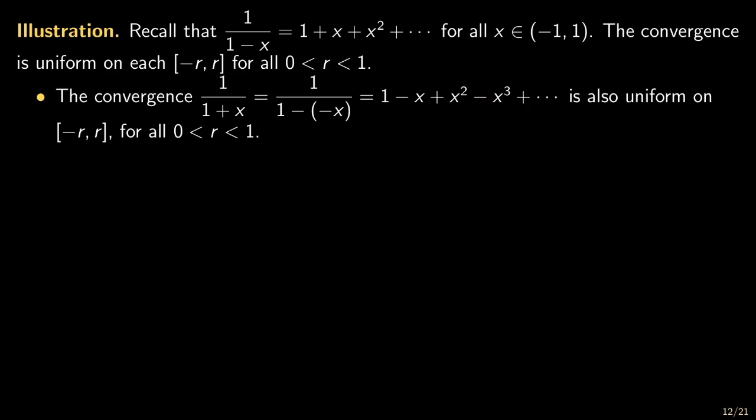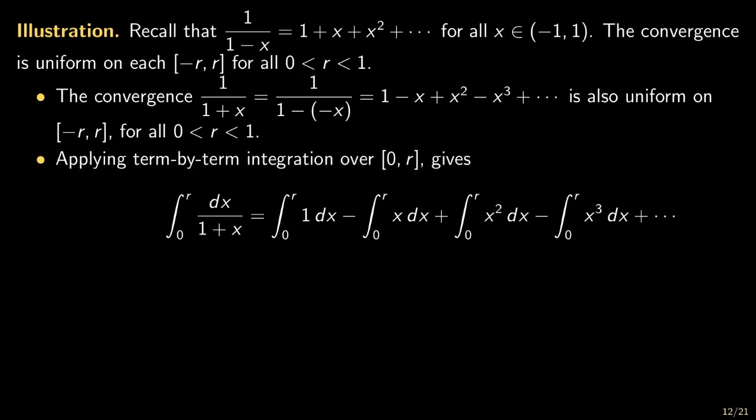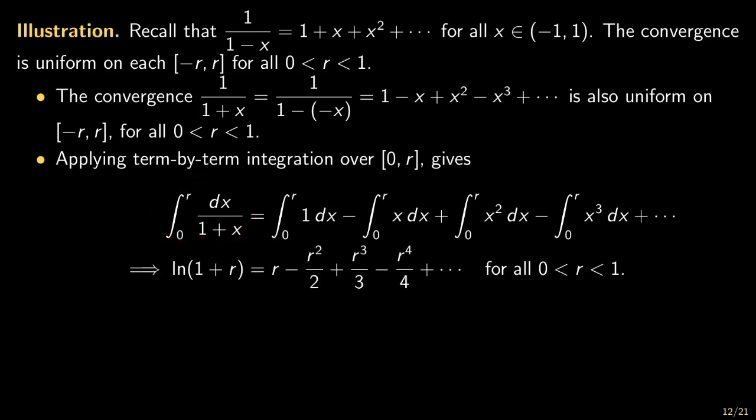Also, it can now be guaranteed that this series is actually uniformly convergent on this interval as well. Hence, it's uniformly convergent on the interval from 0 to r. If we apply term-by-term integration over this interval, we get the integral of this from 0 to r, and then you integrate each one of the terms from 0 to r, you get the following equality. On the left-hand side, using calculus, you can verify that that's ln of 1 plus r, while this one evaluates to r, this one evaluates to r squared over 2, this one evaluates to r cubed over 3, and so on. And we get the following infinite series, which is valid for all r between 0 and 1.